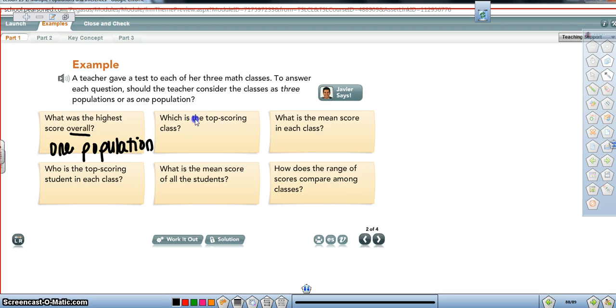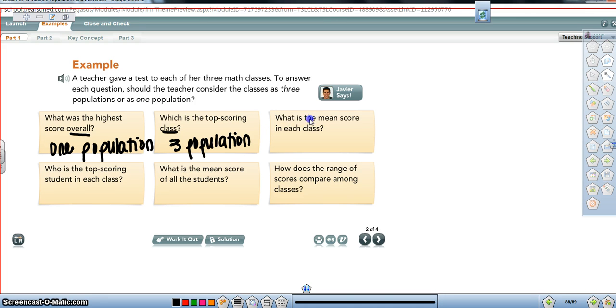Which is the top scoring class? Well, if we want to know which is the top scoring class, we want to know, is it the first hour math class, the second hour math class, or the third hour math class? And in order to do that, we have to separate them out by math class. So we would not just have one big overall group, but we would be looking at each of the classes and then comparing the scores.